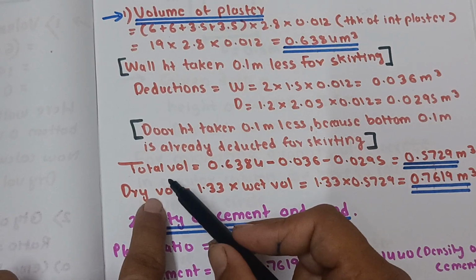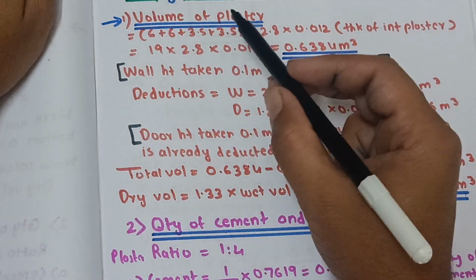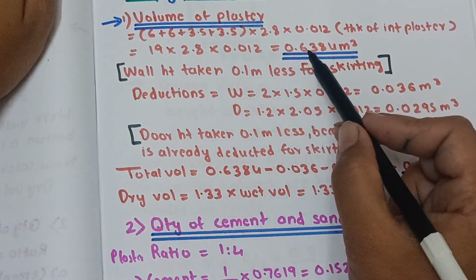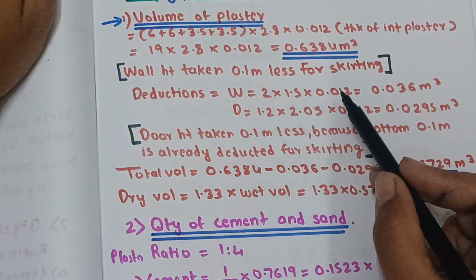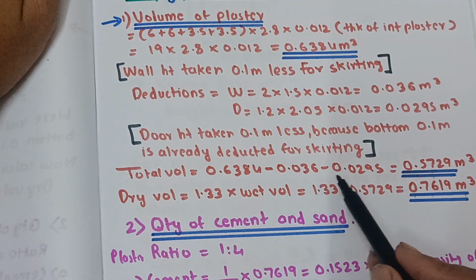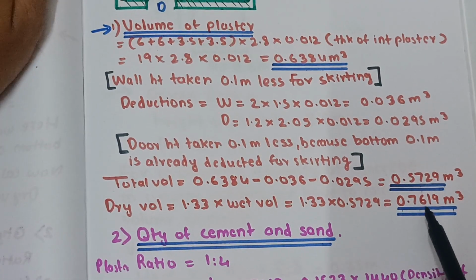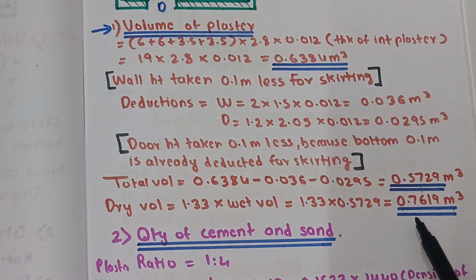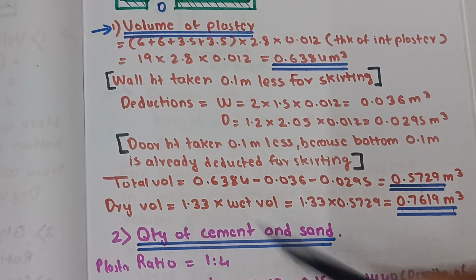Now we have to calculate the total volume. For the total volume, we deduct: the total volume calculated minus window minus door. Window is 0.036, door is 0.0295. We get 0.5729 m cube total volume. Now we have to calculate the dry volume. It was the wet volume, now we have to calculate the dry volume.